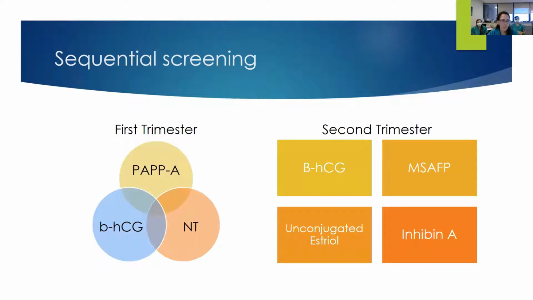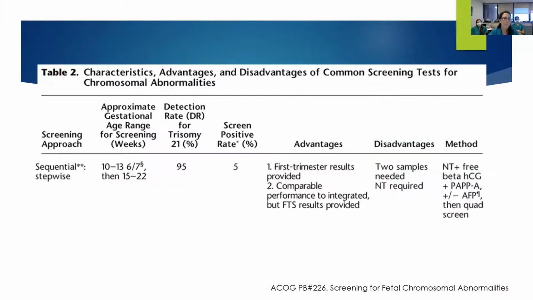So the sequential screen, first we do a first trimester screen that includes PAPA, HCG, and the nuchal translucency. Then in the second trimester, we do HCG, MSAFP, estriol, and inhibin A. This is from ACOG, just to review. The first trimester screen from 10 to 13 and 6, and then the quad screen from 15 to 22. And for the sequential screen, you can provide their first trimester results to patients.